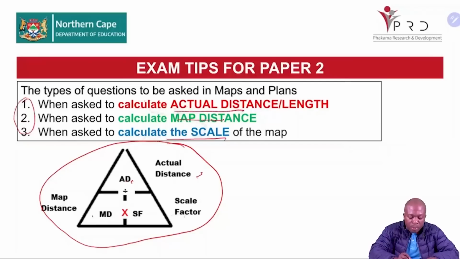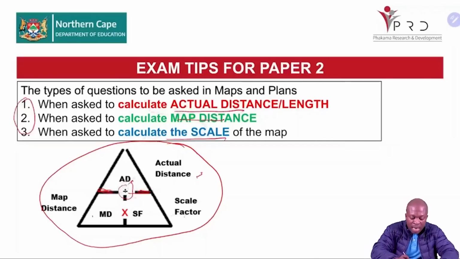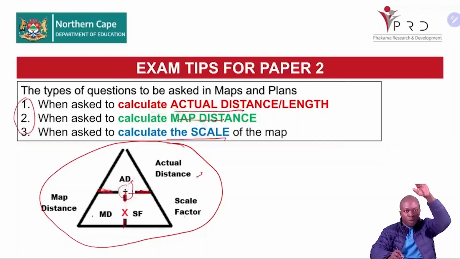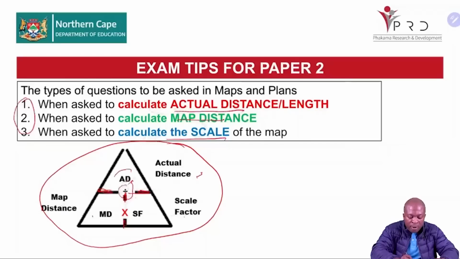Whenever they say you must use it or calculate the actual distance, look at these lines. Whenever you see the horizontal line, can you see that I have put a divide sign between them? Meaning, whenever you are finding the values, if the line is horizontal, it means you divide. If the line is vertical, moving from top to bottom, it means you must multiply. So for example, let's say the examiner says find the actual distance, meaning we are going to cover the AD.